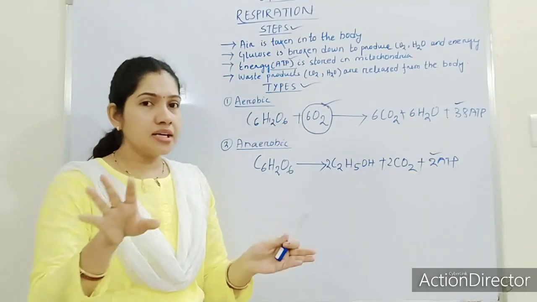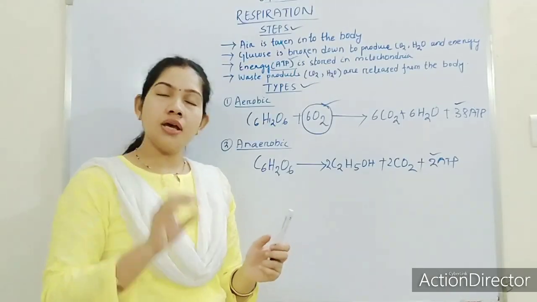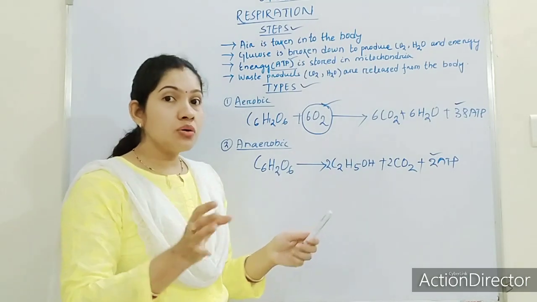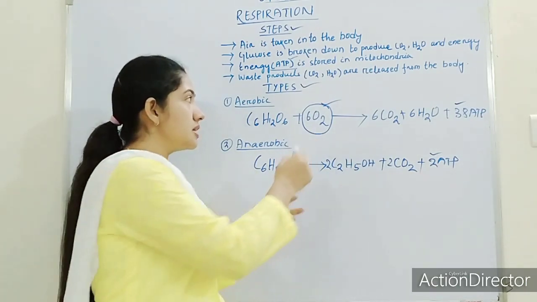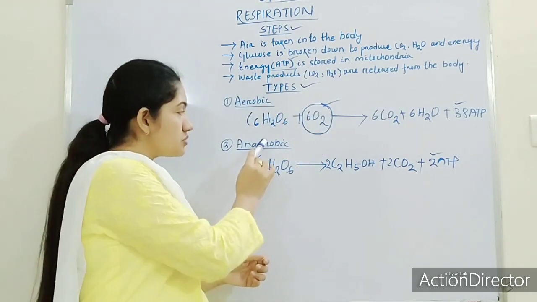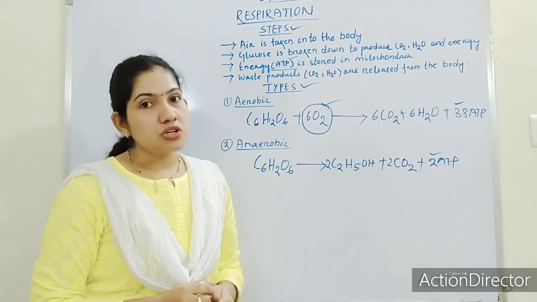Again, here I am not writing the whole equation, you can write it on your own. In your book also it is given. Okay? So here glucose breaks down in absence of oxygen. Here you can see oxygen is present, but here no oxygen you can find. That's why it is known as anaerobic respiration.